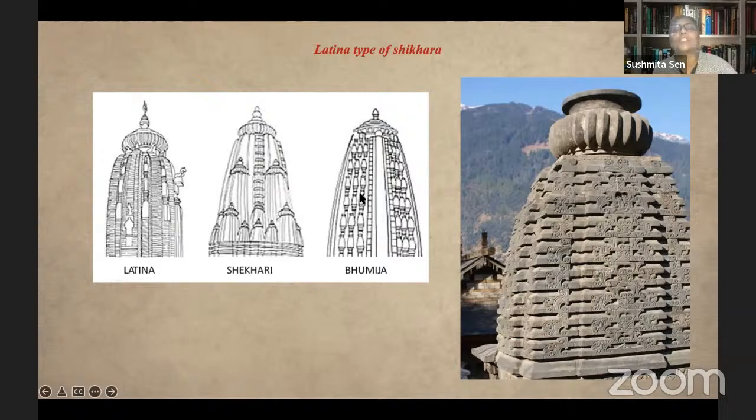Bhumij style has rows and columns of small shikhars, and this also became common in other parts of central India especially. And Hamsla Akar shikhar was mainly put on the Sabha Mandap.